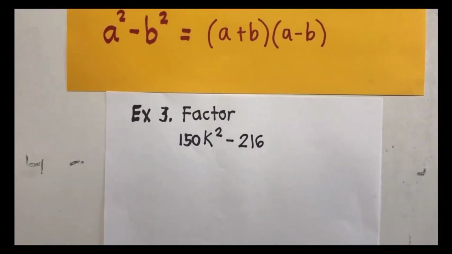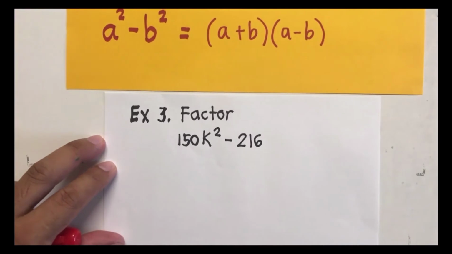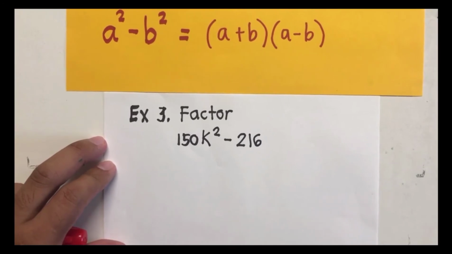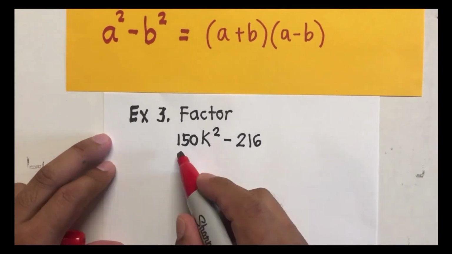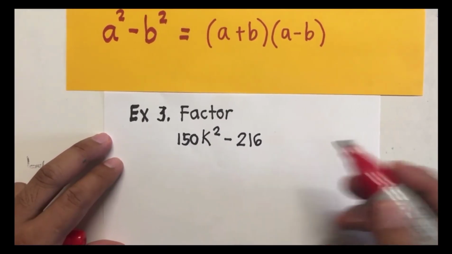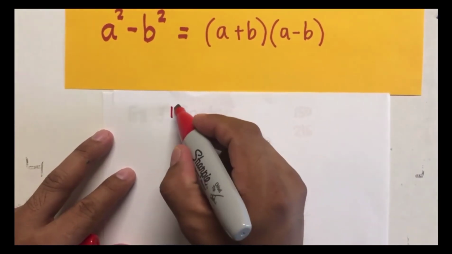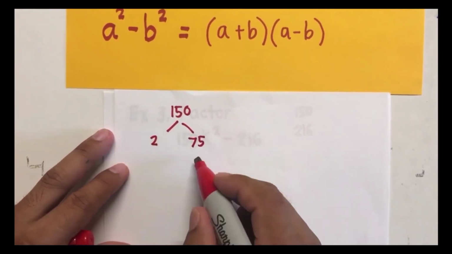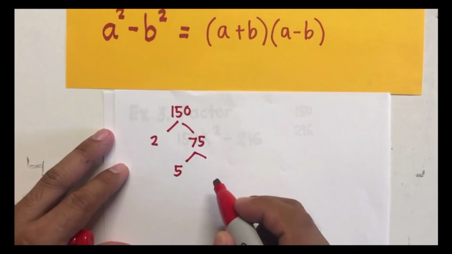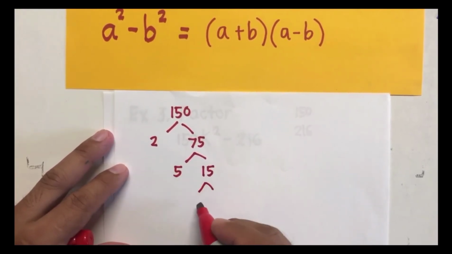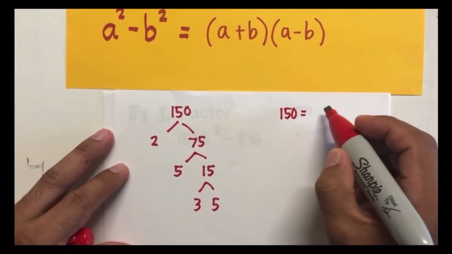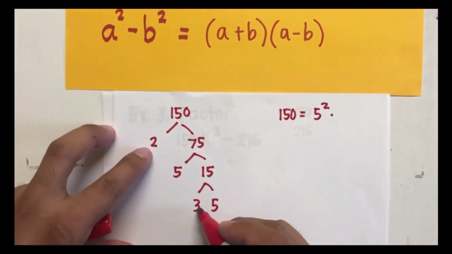Now, what if you have this problem, 150k squared minus 216? In this kind of problem, we are going to use what we learned in the previous chapter, which is factoring out first the common monomial factor, or factoring out the greatest common factor. The greatest common factor of 150 and 216 would be computed this way. Now, to get the prime factorization of 150, this is 2 times 75, and this is 5 times 15, and this is 3 times 5. So the prime factorization of 150 is equal to 5 squared times 2 times 3.